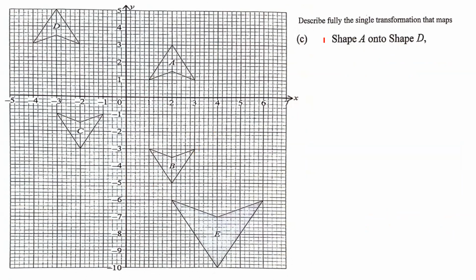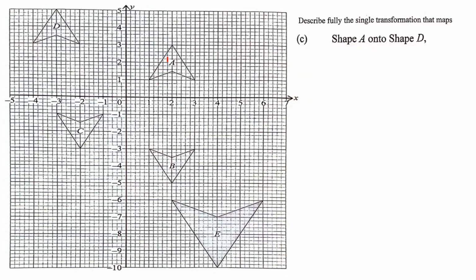This one says, describe fully the single transformation that maps shape A onto shape D. So we have shape A and we have shape D. Just by looking at it, it looks like a translation. All right, so it's a translation.